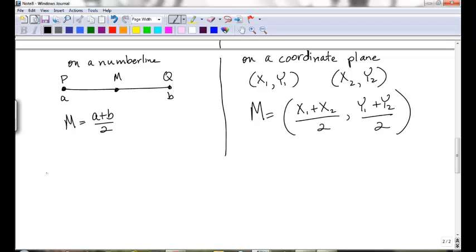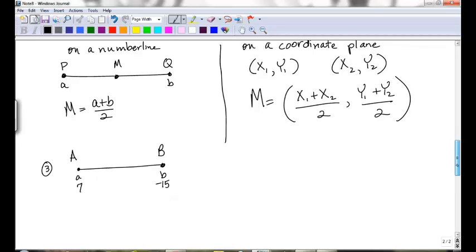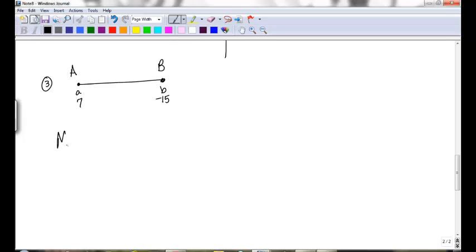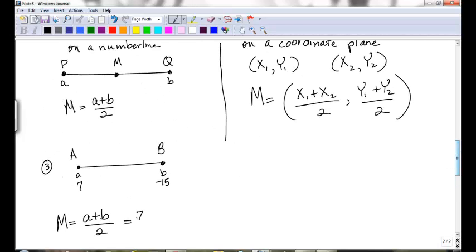Okay, let's look at an example. Say I'm on a number line here, or graph. And let's say this is point A, and it is 7. This is point B, and this B value is, oh, I drew this in the wrong order. Sorry, my picture's backwards. Okay. Add them together and divide by 2. So it'd be -8 over 2 would be -4.